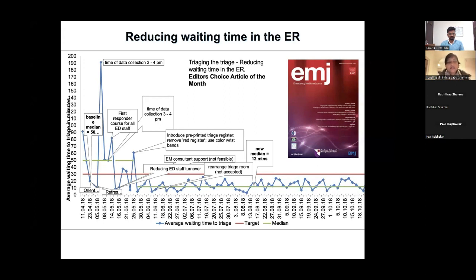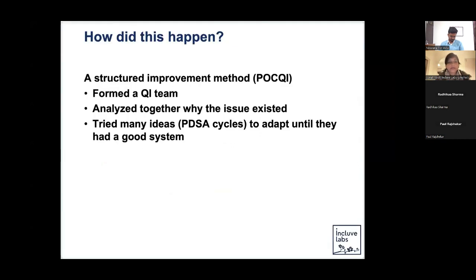Yeah? And this was all a group effort. Everybody from the health assistant to guards. In fact, the data was being collected, I think, by one of the guards, not even by a doctor or a nurse. Everybody was involved in this effort.